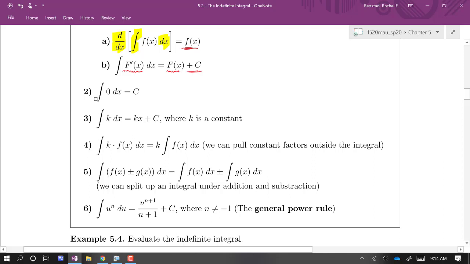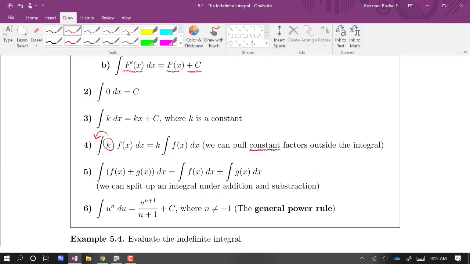Property 4 here says that we can pull a constant factor out of the integral. Just because, just like we can pull constant factors out of the derivative, right? So we could pull constant factors out of the integral. It's really important to note that it's just constant factors. We can't pull variables out. We can split up integrals over addition and subtraction, just like we can do with derivatives.